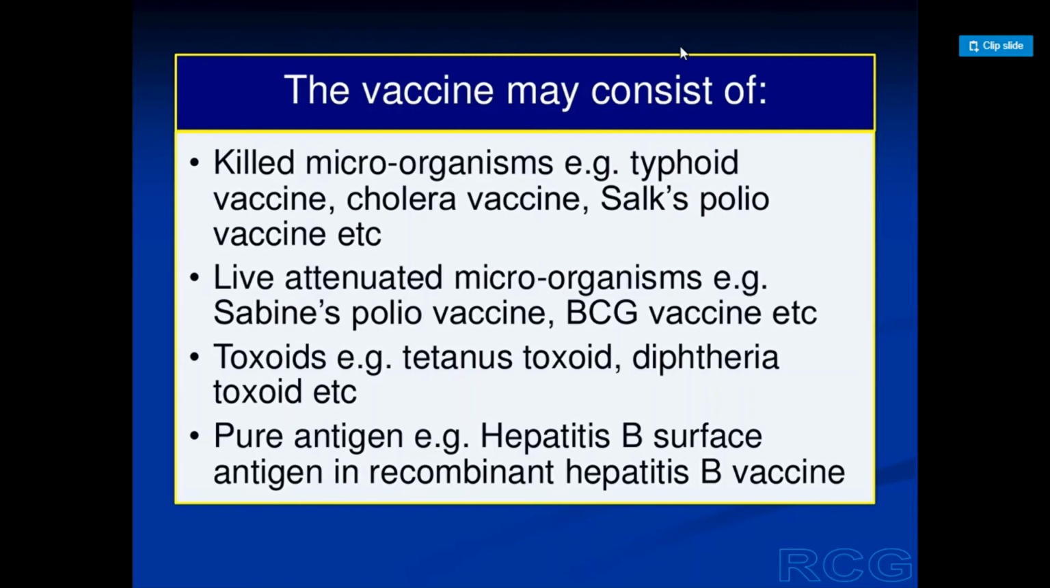And some toxoids are also used as vaccines, such as tetanus toxoid, diphtheria toxoid, and others. And pure antigens, such as the hepatitis B surface antigen and the recombinant hepatitis B vaccines, are also being used as vaccines.